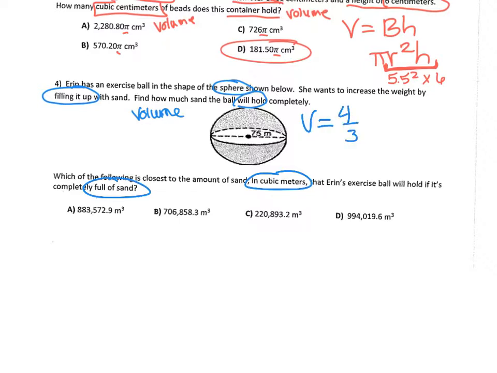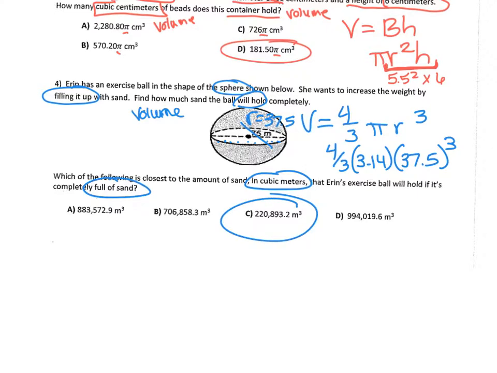4/3 pi r squared. I mean cubic. Right, good, radius cubed. Since that line is drawn all the way across my circle, I know that's my diameter, so I need half of that. So 37.5 is your radius. So 4/3, 3.14. How do we find the height? You don't need the height for volume of a sphere. You just need radius. Good. So you should get C.